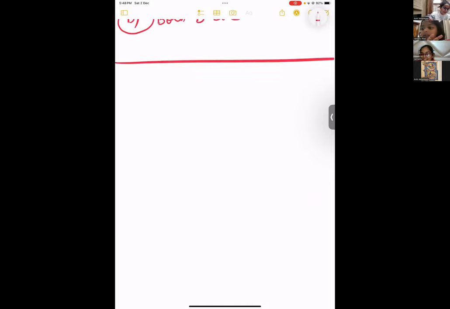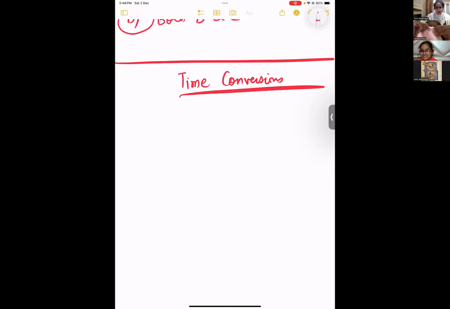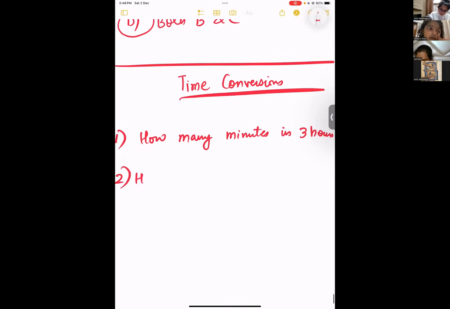Samaira, meko pata hai, aapko yaad dilana hai mujhe. Arrays. Yes. But uske pehle, I am going to do time conversions with you. What is time conversions? Time conversion matlab, how many minutes are there in 1 hour? Ma'am, it's 60 minutes in 1 hour. Idhika, chalo. How many minutes in 3 hours, Idhika? Okay, pehla question.